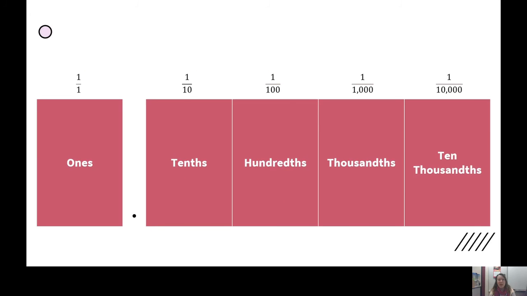Here's an example. We have the decimal point and we have our one whole number, our ones place value, which is 1 over 1, otherwise known as 1. Then we have tenths, hundredths, thousandths, and 10,000ths. As you go further and further away, you have tenths, otherwise known as 1 over 10. Hundredths can be seen as 1 over 100, thousandths as 1 over 1,000, and 10,000ths as 1 over 10,000, and so on and so forth throughout the entire place value chart.